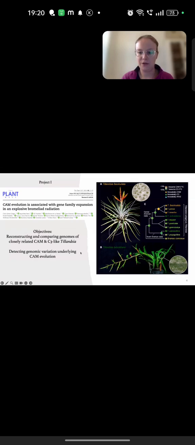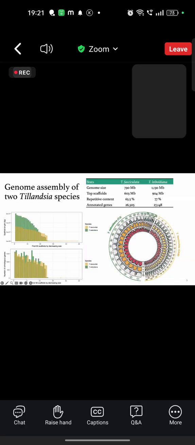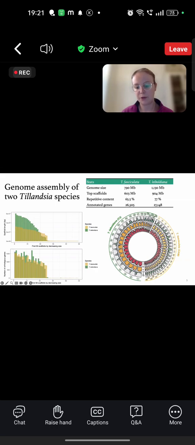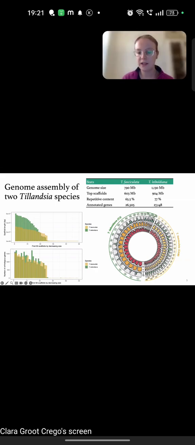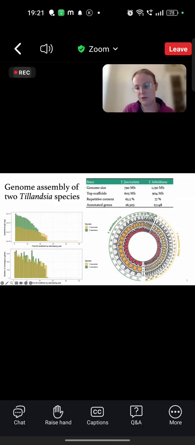You can also see that here you see the per scaffold repetitive content in yellow, and you can see that it makes up a really big chunk of the scaffold, whereas in fasciculata this is less pronounced.